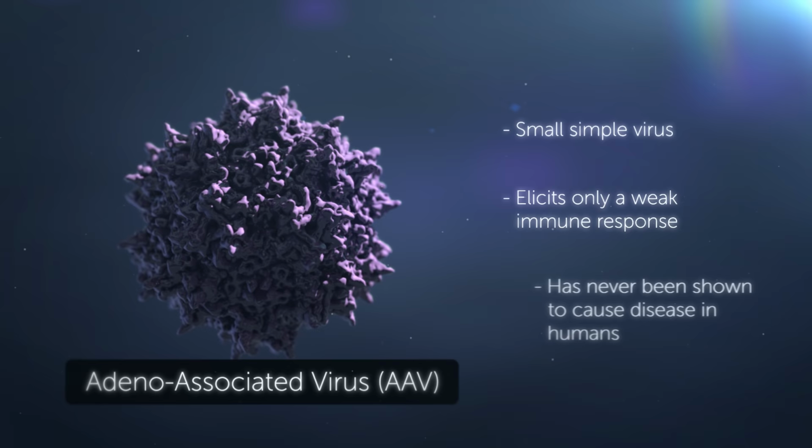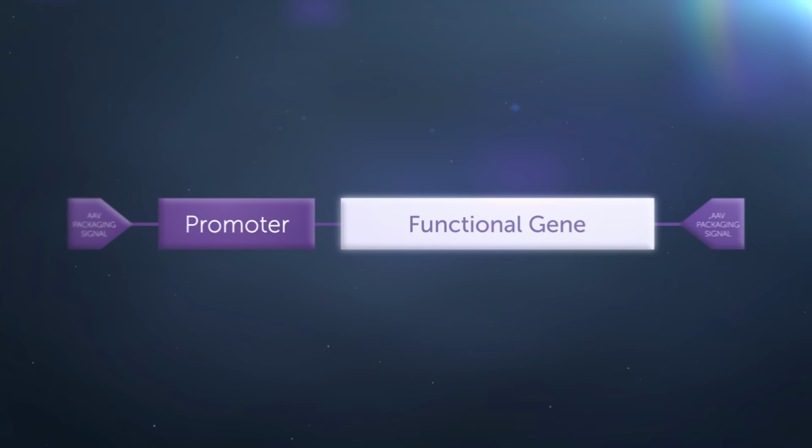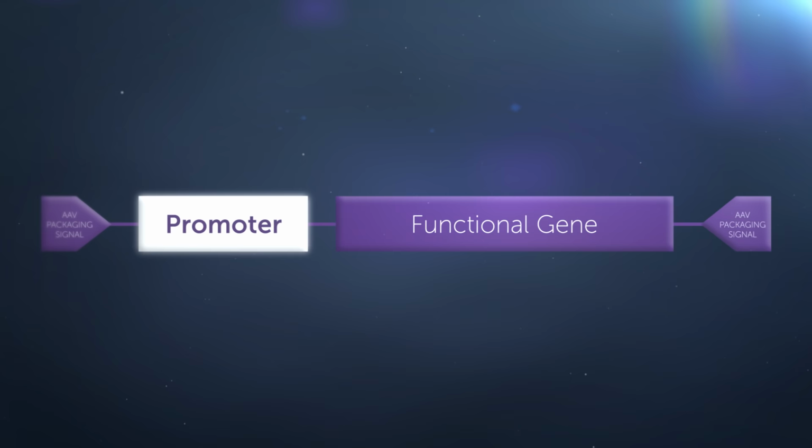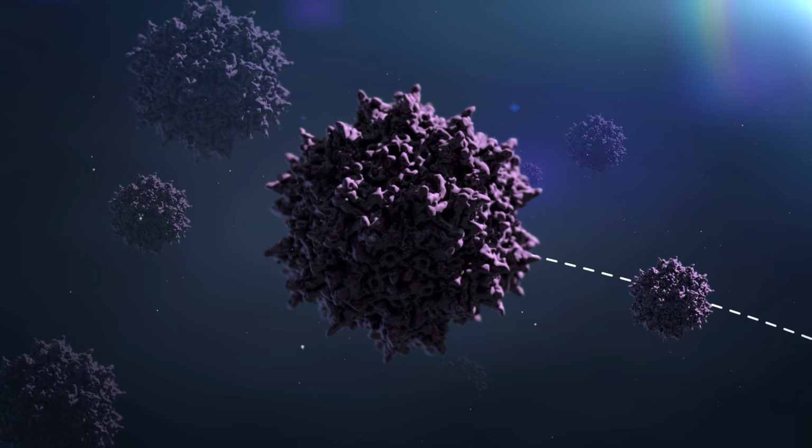In gene therapy, the two native AAV genes are removed and replaced with DNA that contains a functional gene with instructions to produce a normal protein. The DNA also contains a promoter, which drives production of the functional protein. The promoter and gene are flanked by signals called inverted terminal repeats that allow the DNA to be packaged inside the protein shell of the AAV vector.